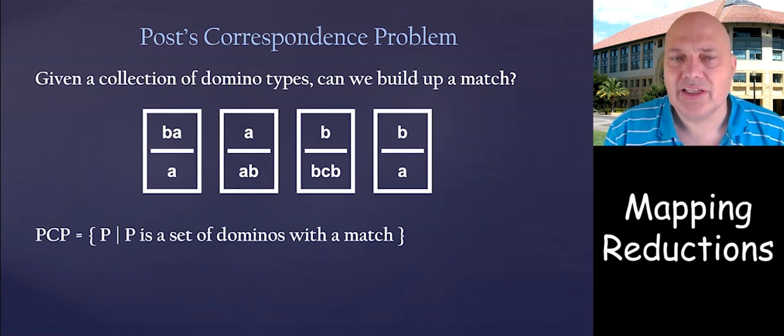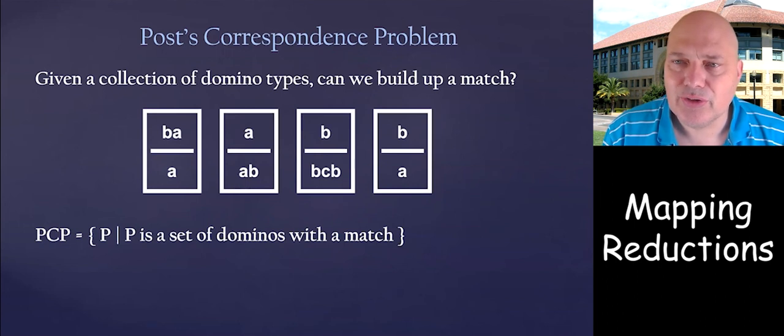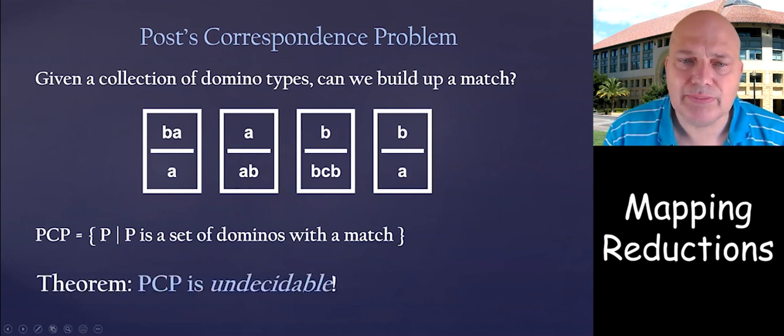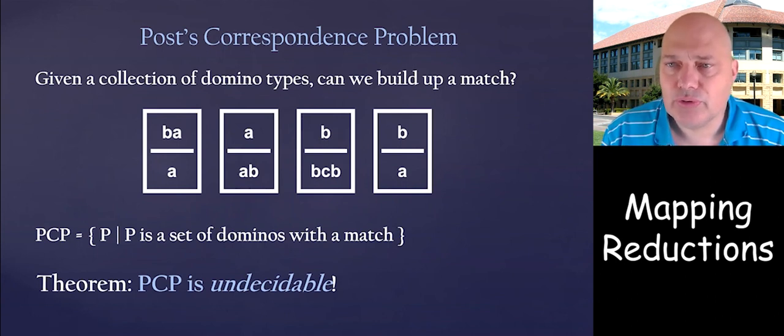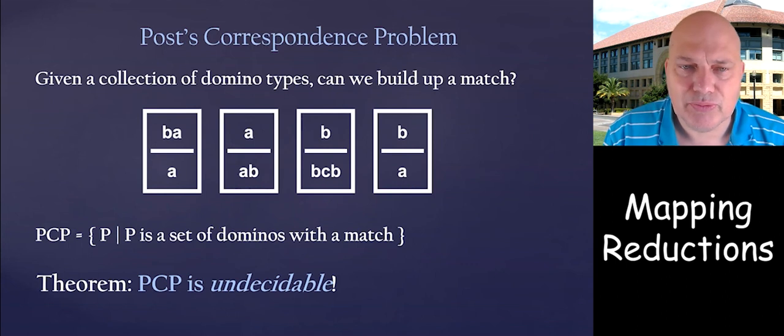P is in PCP, such that P is a set of dominoes with a match. This is, by the way, not the most interesting PCP that we will encounter in this course. And it turns out that PCP is undecidable. I'm not going to talk about the proof. The proof is in Sipser. I think it's a reduction, perhaps from ATM.